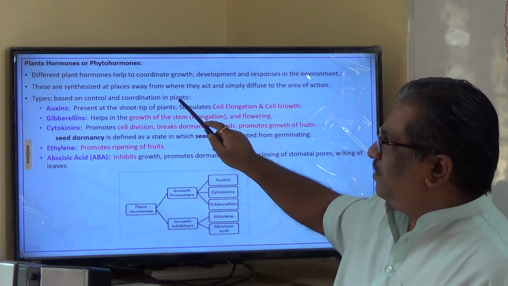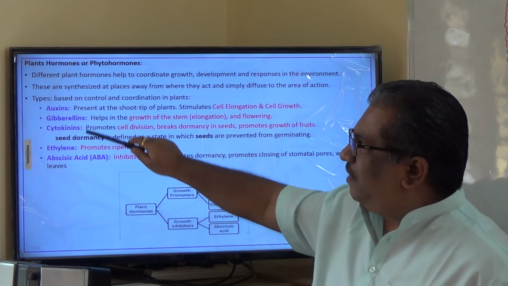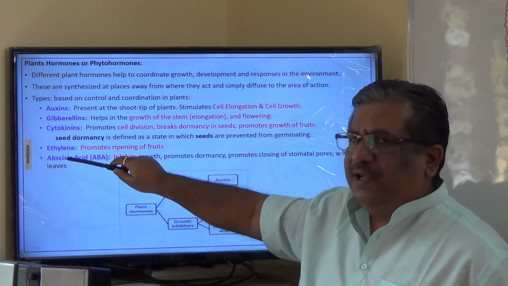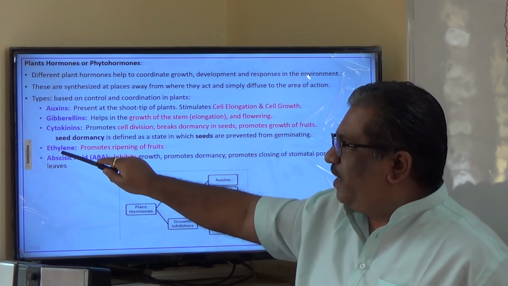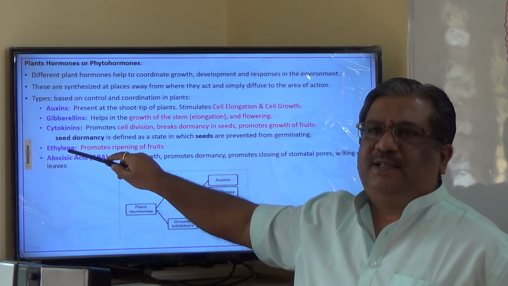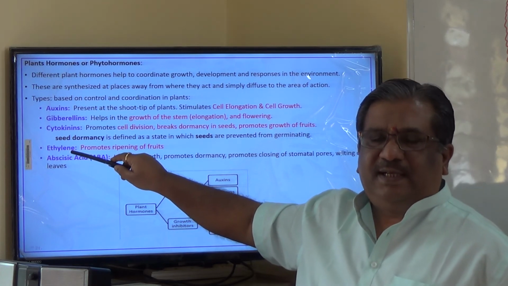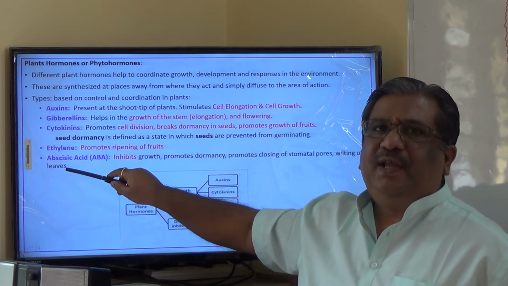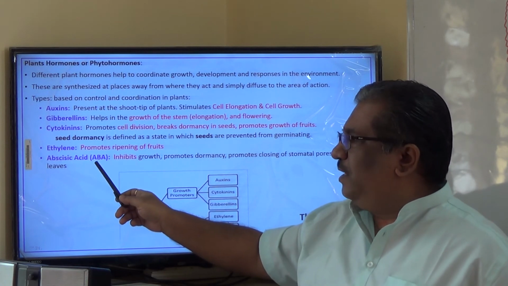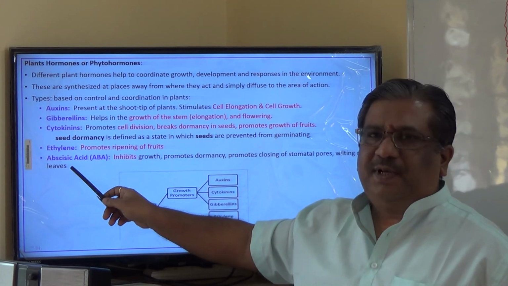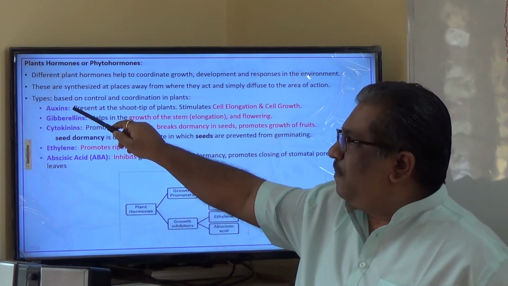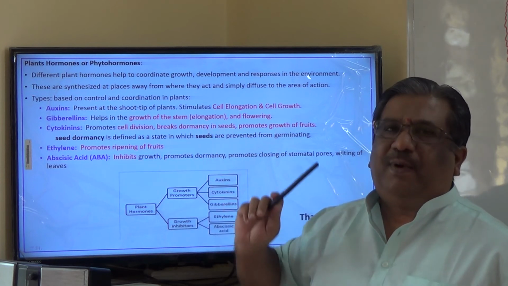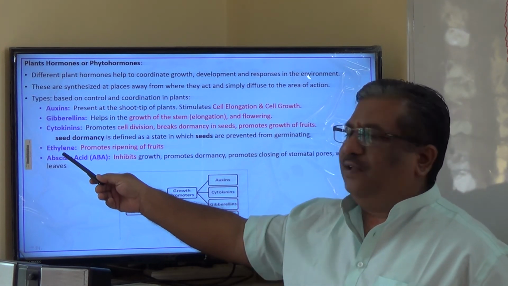Based on the control and coordination in plants, we find these are 1, 2, 3, 4 main hormones given in your textbook chapter, but we are adding ethylene, because most of the teachers in your schools add ethylene. Otherwise: auxins, gibberellins, cytokinins and abscisic acid, ABA, which is called abscisic acid. Never write only short forms. Ensure that you write full forms. These are the main plant hormones. We have added ethylene, one more.